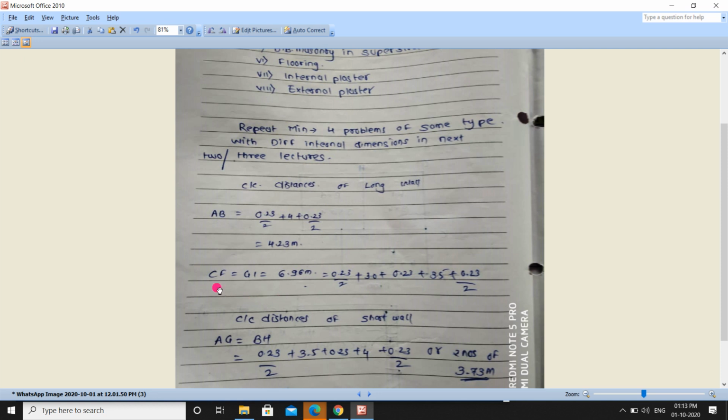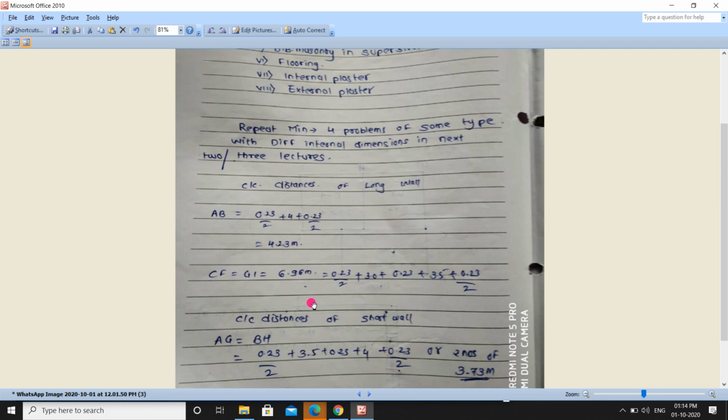Then for CF and GI, it will be 6.96 meter. We have shown the calculations here as 0.23 by 2 plus 3 meter plus 0.23 meter plus 3.5 meter, and at last again 0.23 by 2. So if we go through it and calculate, it will be a total of 6.96 meter.